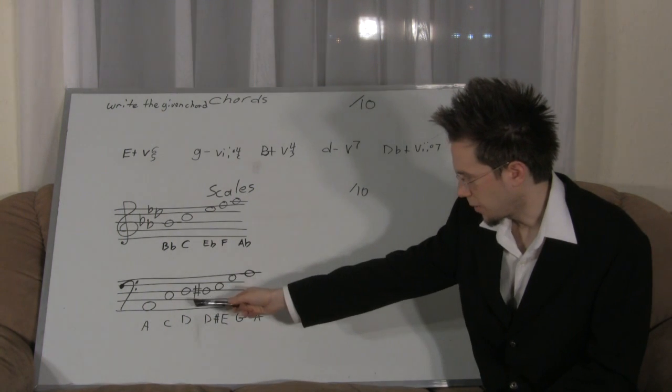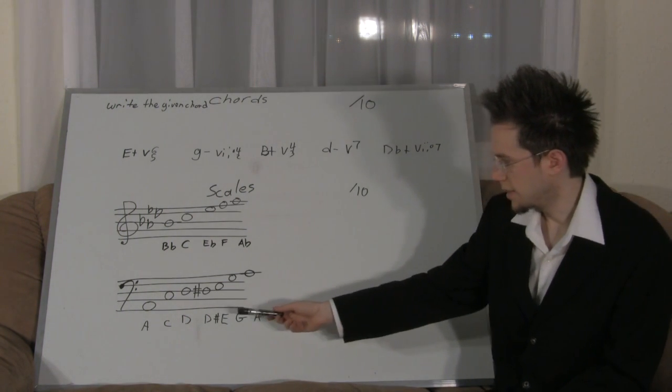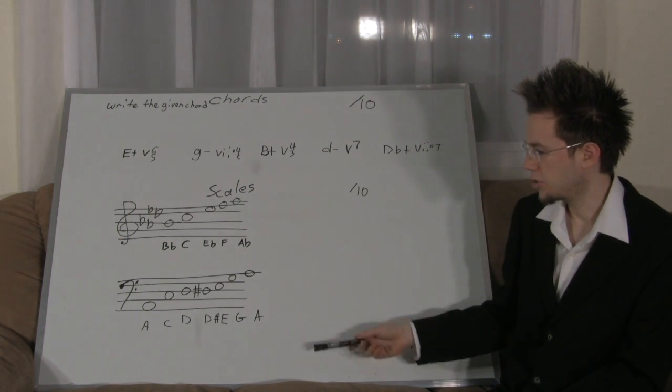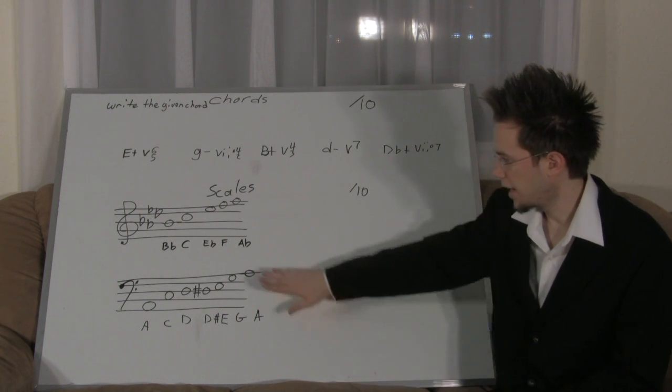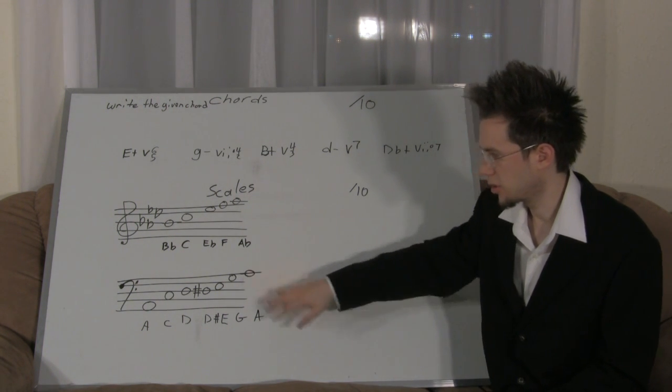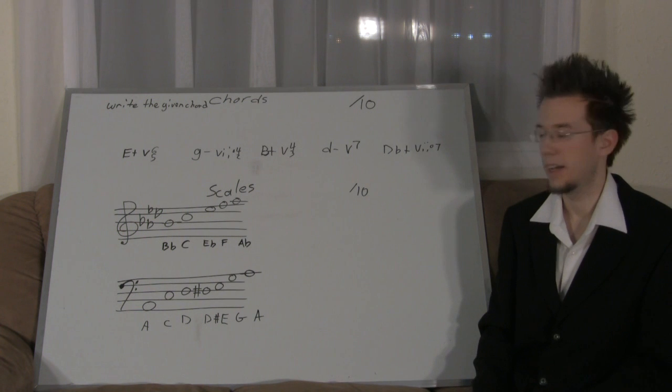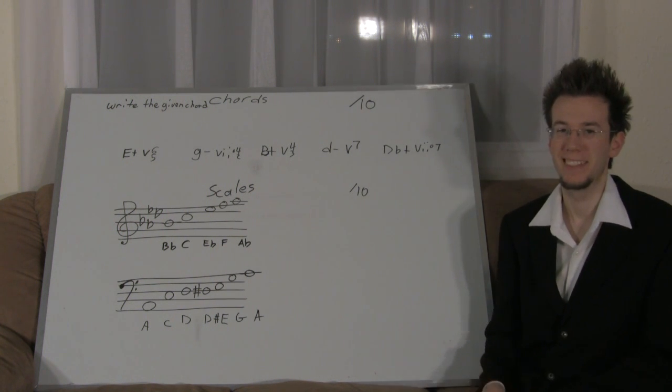And then here, figure out what type of scale this is. It goes A, C, D, D sharp, E, G, and then A. Although A really isn't part of it, it's just finishing it off. I'll just tell you that much.